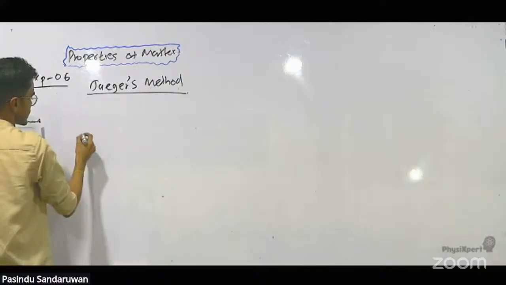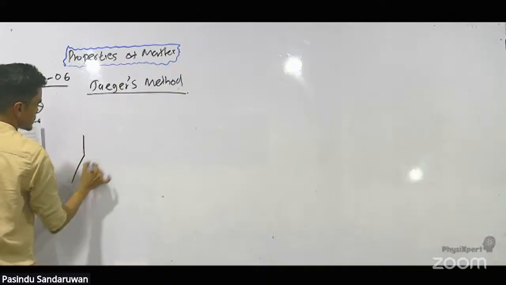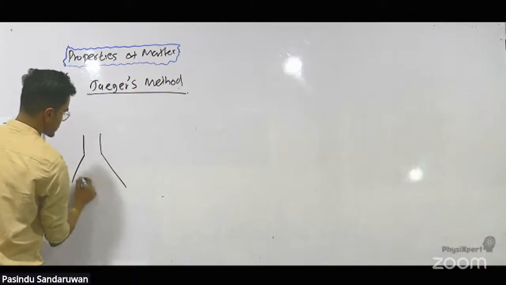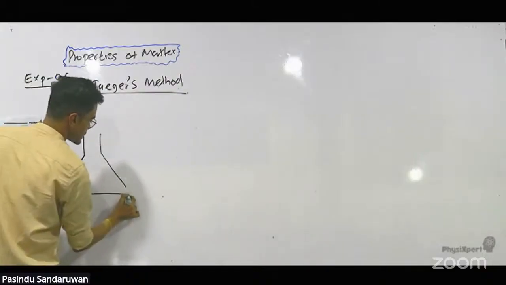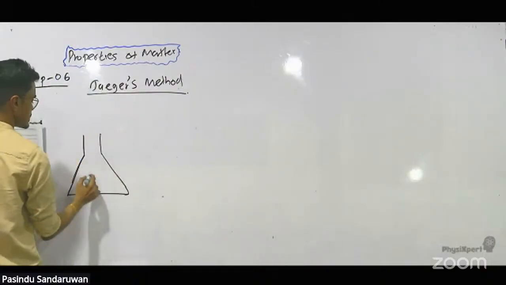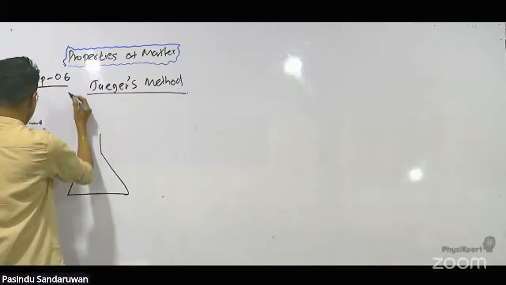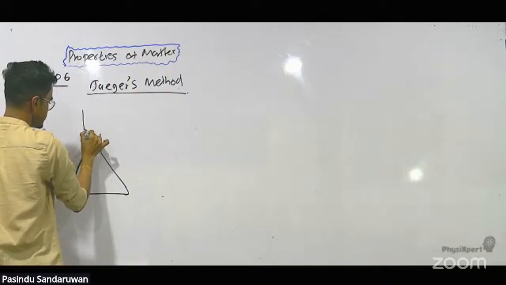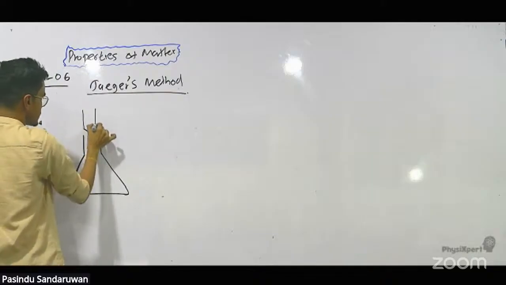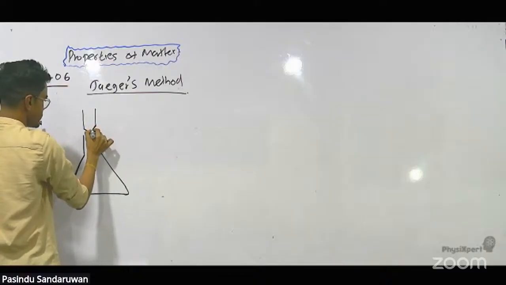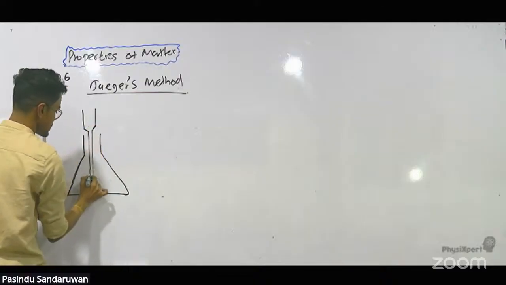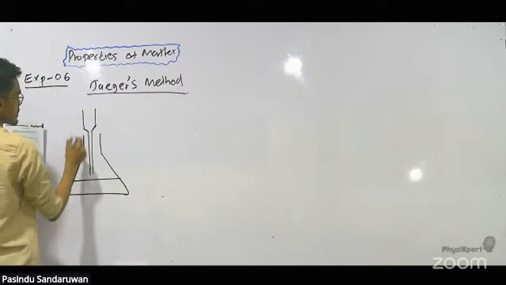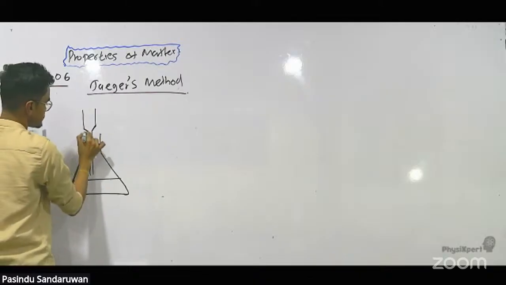Jaeger brother. Listen. These are flasks. And here this is a funnel with a tap. This is a funnel with a tap.